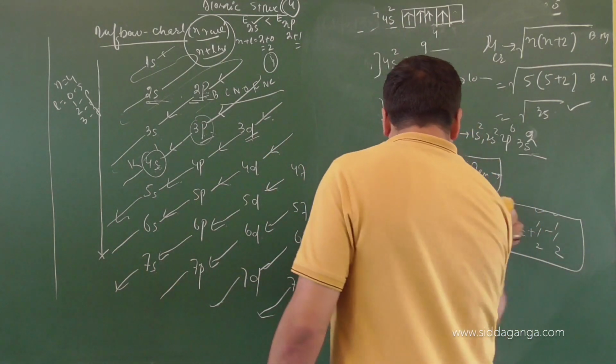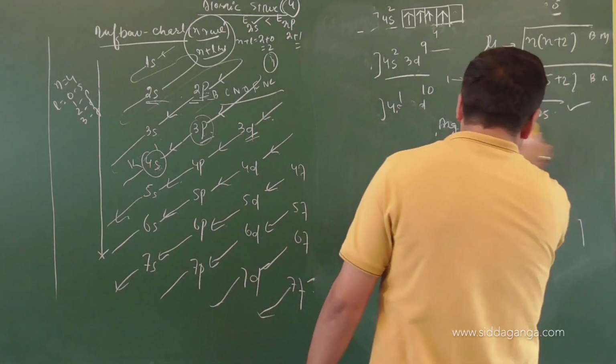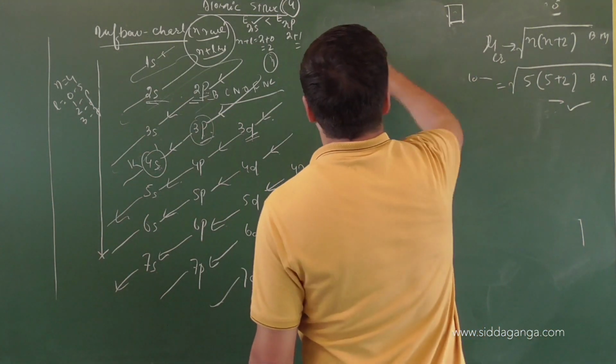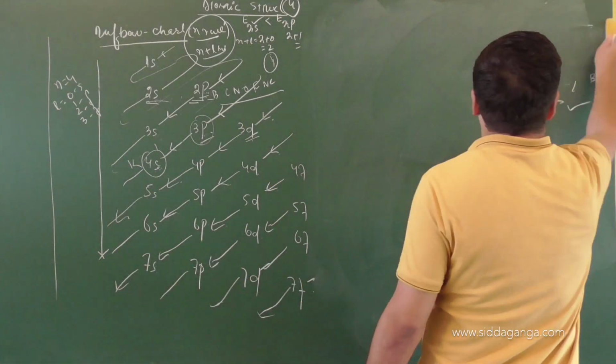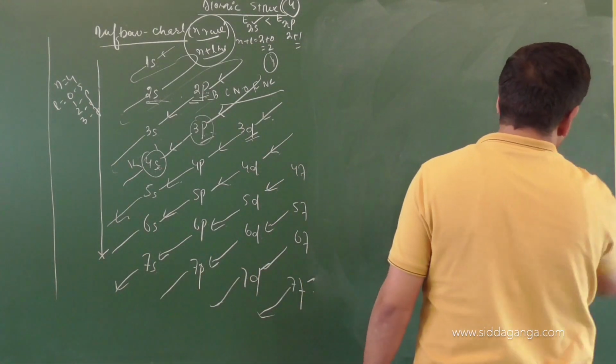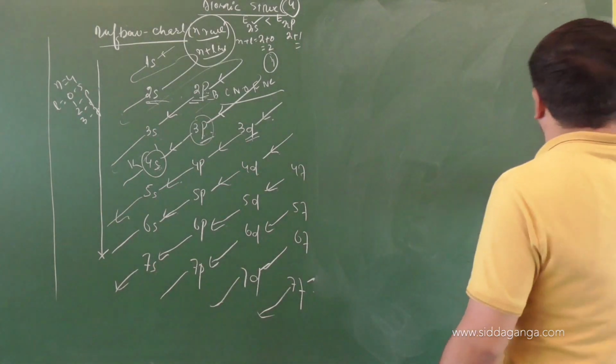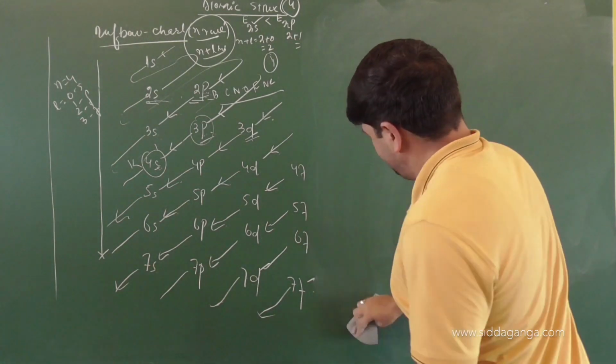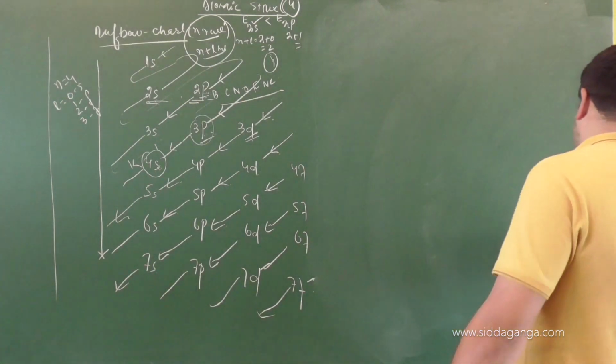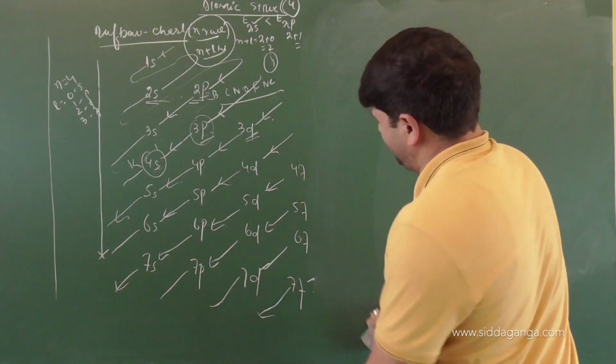There is nothing like exceptional cases of the chromium family and copper family. These are not exceptional cases. Most of the time it will be said that these are exceptional cases. No, they are not exceptional cases. They are stability cases. Because of stability, these things are happening within the copper and chromium families, and there can be other elements as well.